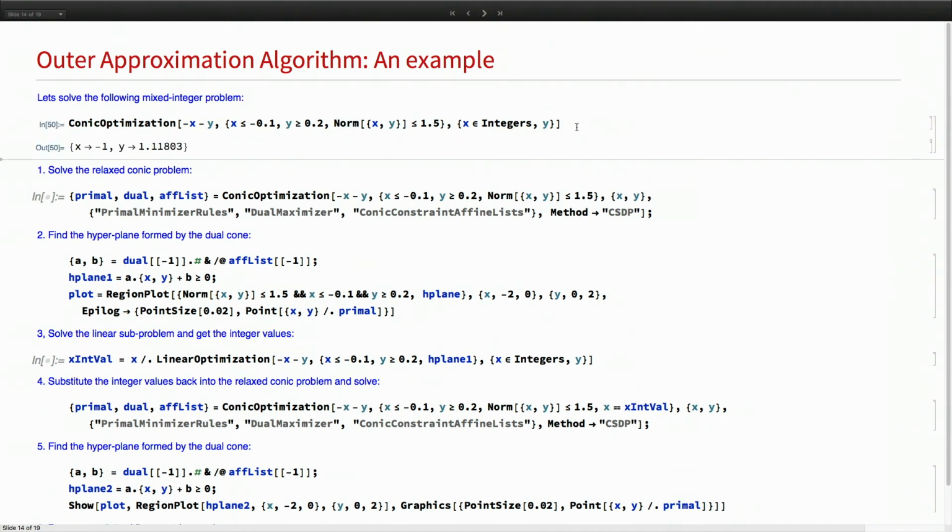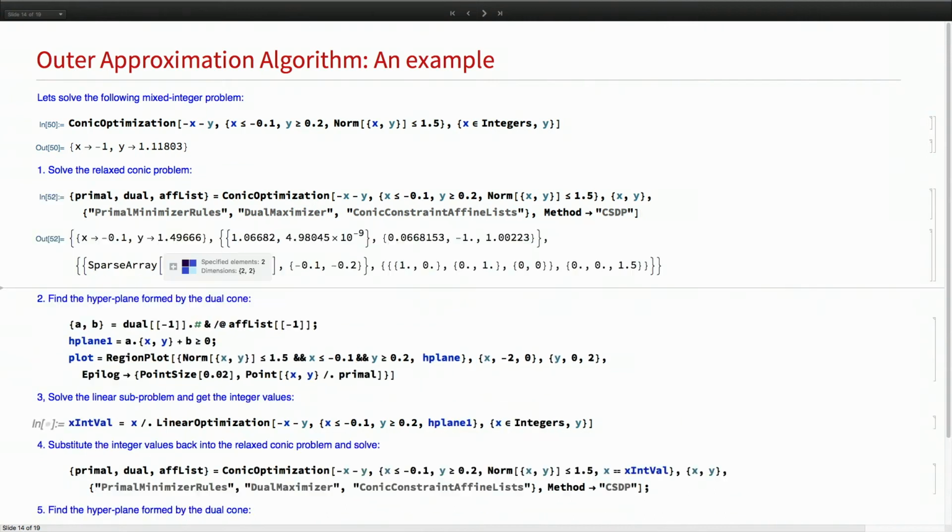All right, that's your original conic optimization problem. I'm going to break down the steps. Everything that I just explained to you, I'm going to try to show it to you in a graphical way. The first thing we're going to do is solve a relaxed conic problem. Notice that x is not an integer here. Nothing has been specified. I'm going to extract the primal and the dual from it.